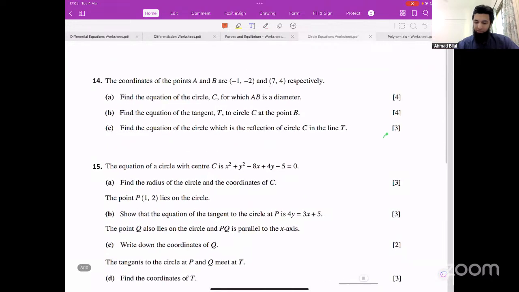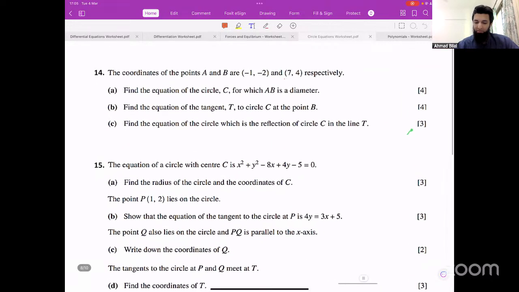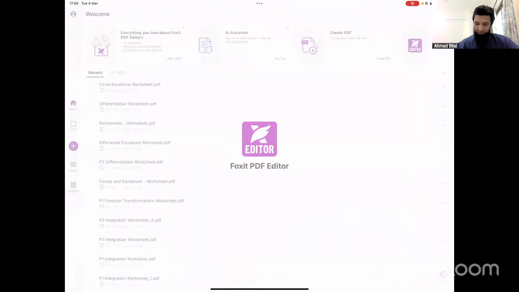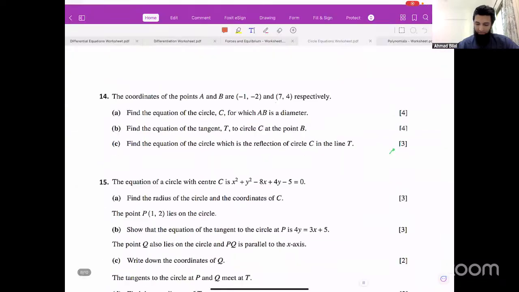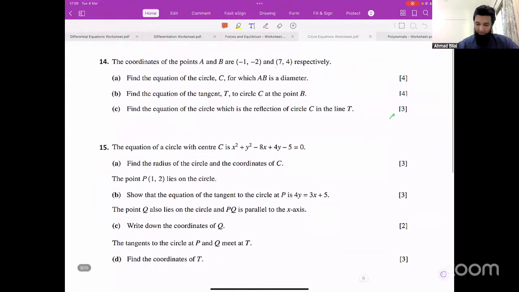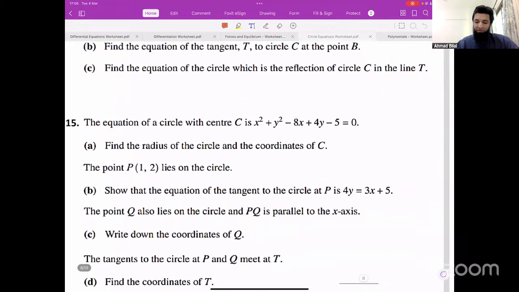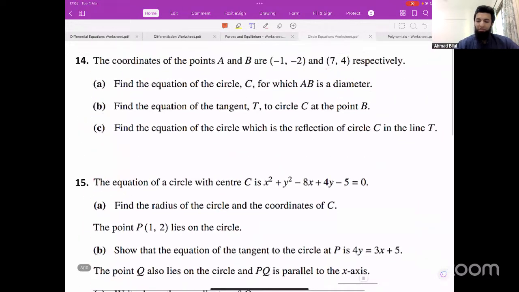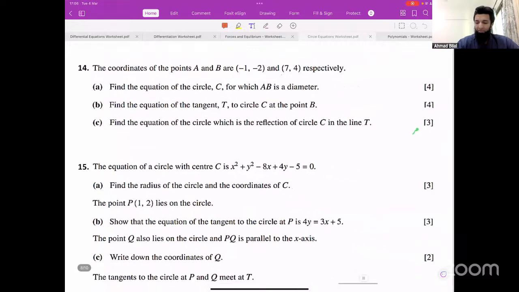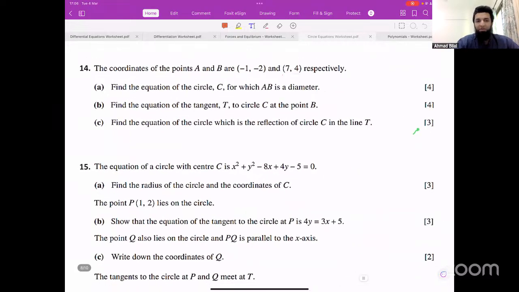Yeah, so question number 14, part 3 of this. Question number 14, part 3. I'm sorry, something is wrong with it. Okay, part 3 of this, they're saying find the equation of the circle, which is the reflection of some circle in a line. See, exactly the same idea. It'll be the same method that you use in this question as well.